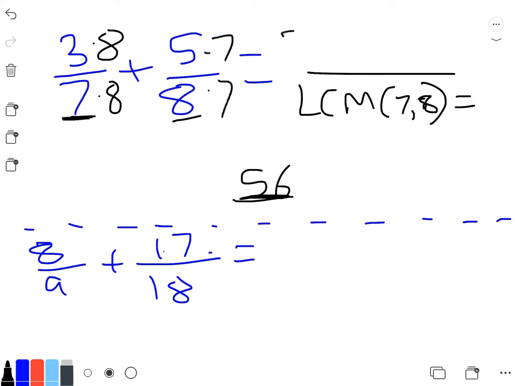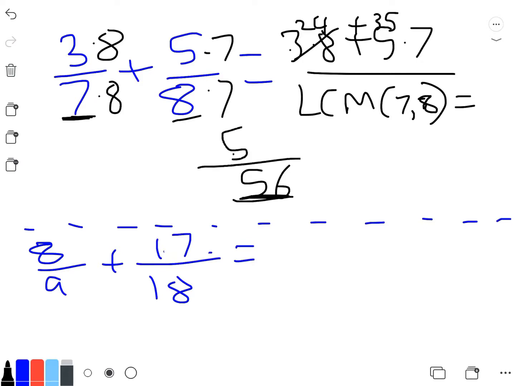So we have 3 times 8 plus 5 times 7. That is 24 plus 35. When we add these, we get 59. So 59 by 56 is our answer. Let's try the problem here on the bottom.